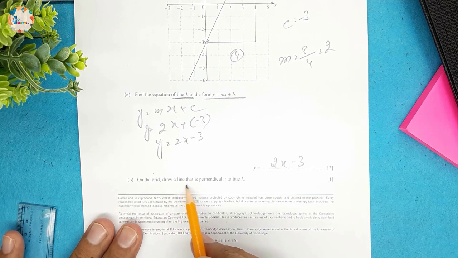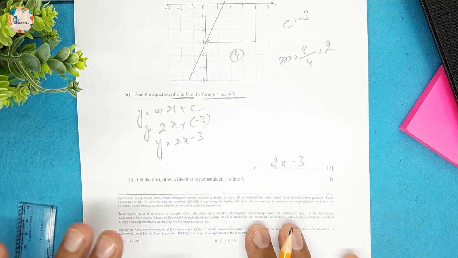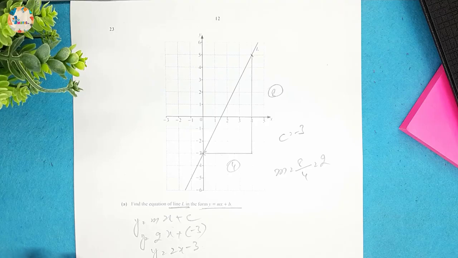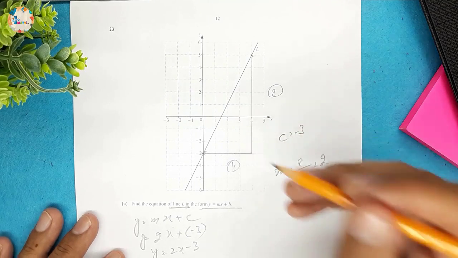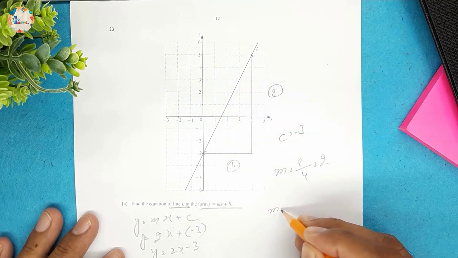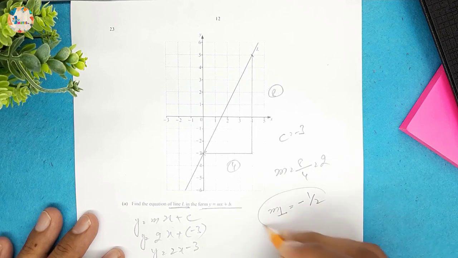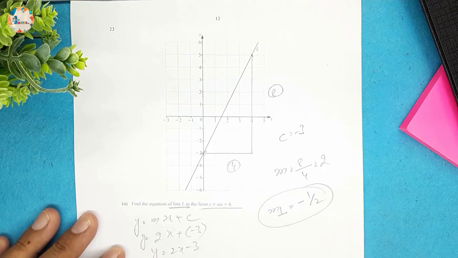On the grid, draw a line that is perpendicular to line L. Now we have to draw a line which is perpendicular to L. So gradient of the perpendicular line will be equal to reciprocal and change sign, so minus 1 by 2.